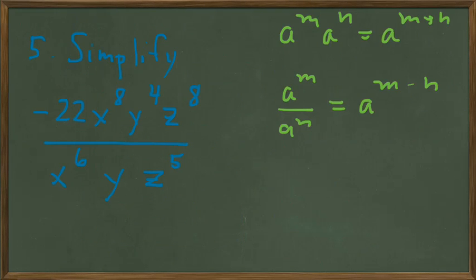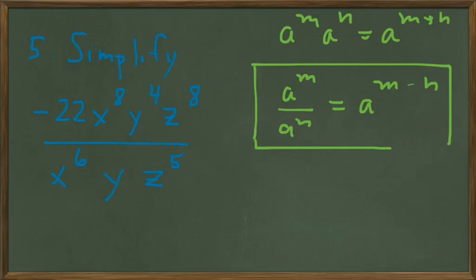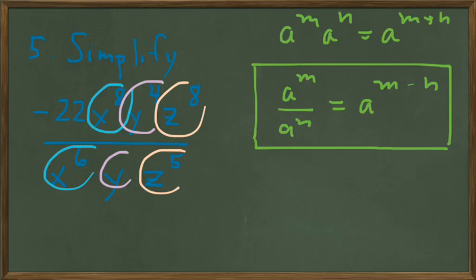So in doing this problem, we are, for the most part, going to use this exponent rule because we have variables with the same base and different exponents across the numerator and the denominator. So let's circle the pairs. Okay, so we have the x in the numerator and denominator identified, the y in the numerator and denominator identified, and the z.